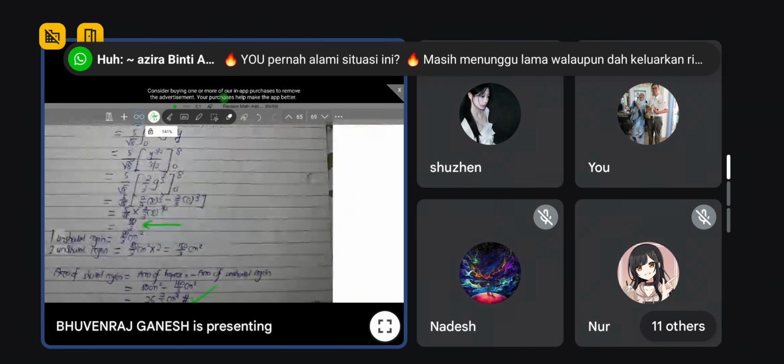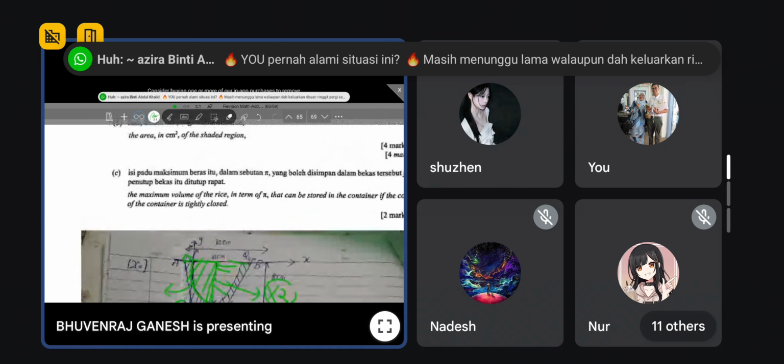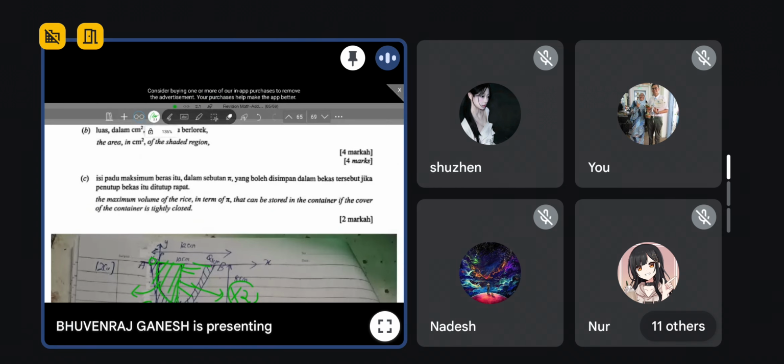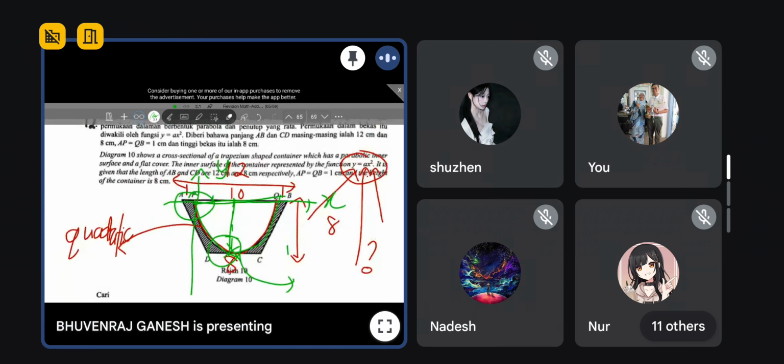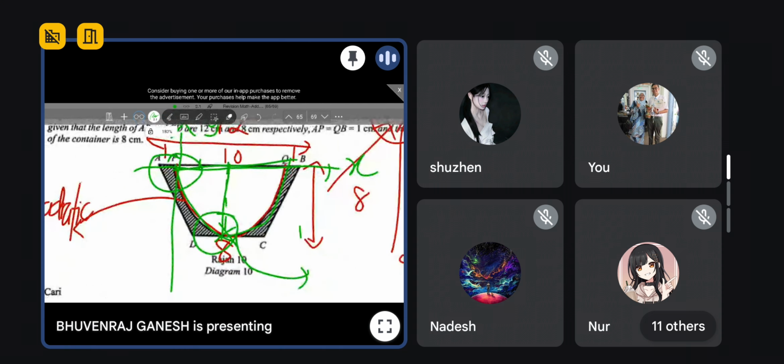So last question for today, part C. They ask you to find the maximum volume, isi padu maksimum, of rice that can be stored in the container. Okay guys, now do you integrate towards the y-axis or x-axis for volume? This one is the real question. Y or x? Very good. The answer is y.